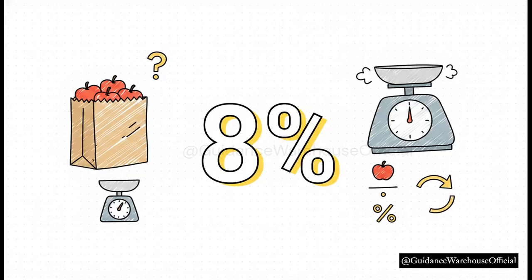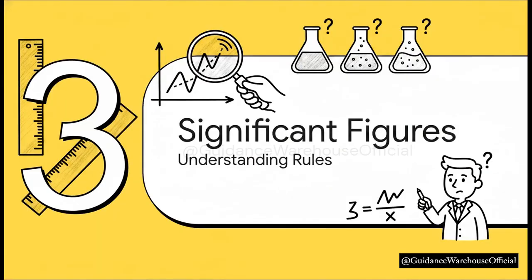Let's put this into a real-life scenario using percentages. Say you grab a 5-pound bag of apples at the grocery store, but you happen to know your home scale has an uncertainty of 0.4 pounds. To find the percent uncertainty, you simply divide the uncertainty, so 0.4, by the expected value of 5 and multiply that by 100%. That gives us an 8% uncertainty rate. So your bag is 5 pounds plus or minus 8%. Okay, so the main takeaway so far is that our tools have limits.